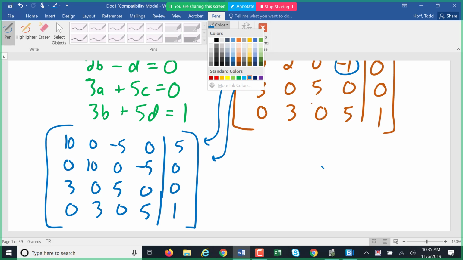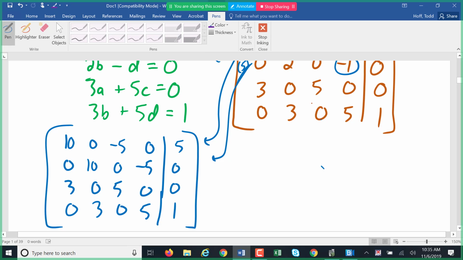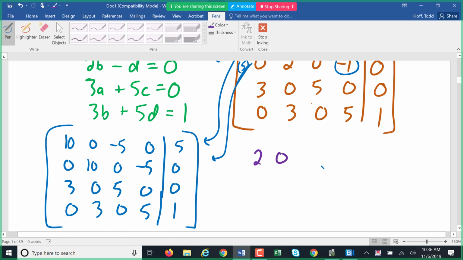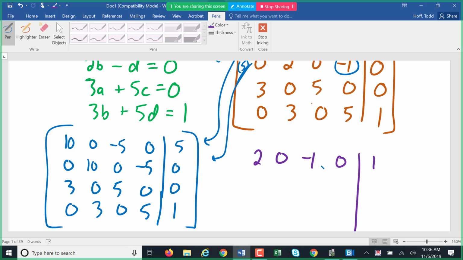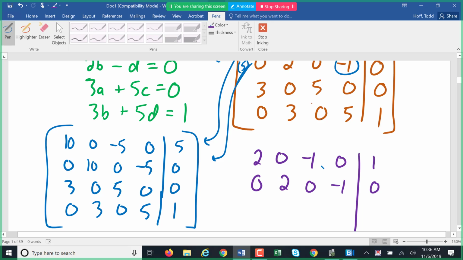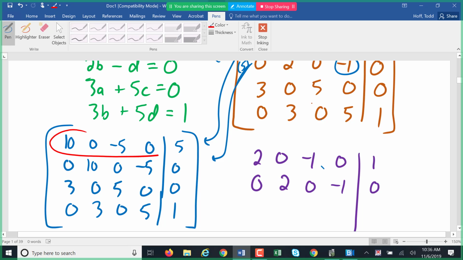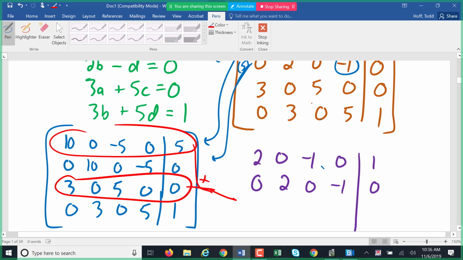Now, I'm going to do some combining here. Row 1, I'm going to leave in its original form what we had before up here: the 2, 0, -1, 0, and 1. Row 2, I'm going to leave in its original form: 0, 2, 0, -1, and 0. Row 3, I'm going to combine this modified row 1 with row 3. I'm going to add those to get a new row 3.